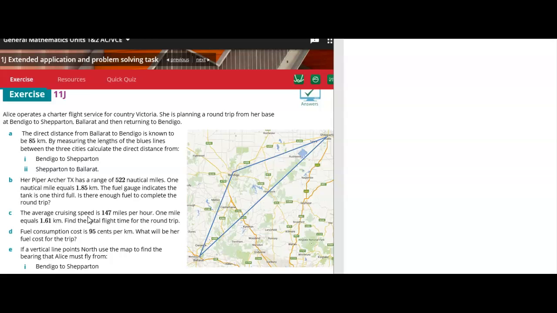With this question though, it does require you to use the map in your textbook, because for question A you actually have to measure the line, and if it's on your screen it's probably not going to be the same distance. So I've got my ruler here.